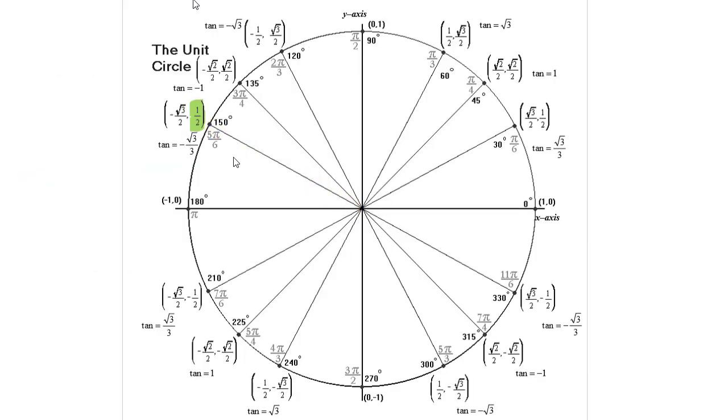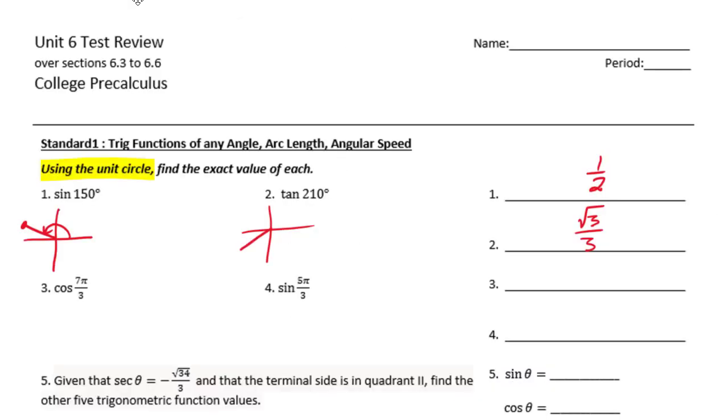Or, as mentioned before, we could just reference a unit circle. The 210 degree angle is this angle right here. And notice we have the tangent on the outside, which would be the y value divided by the x value, which reduces to this rad 3 over 3 if we rationalize appropriately.